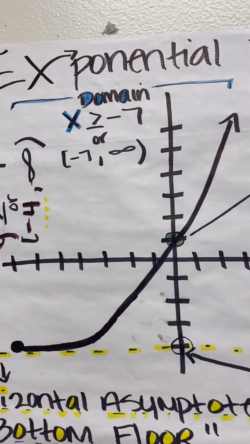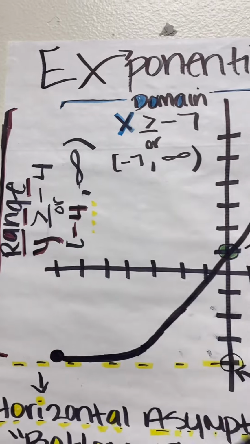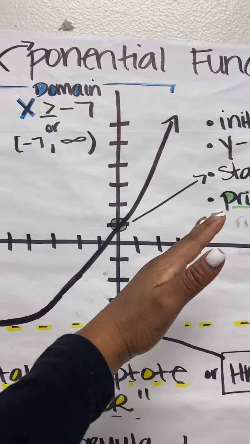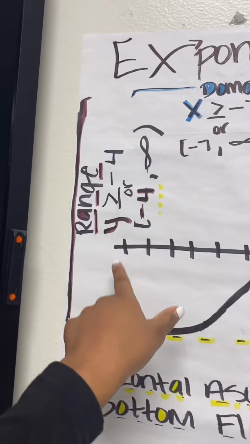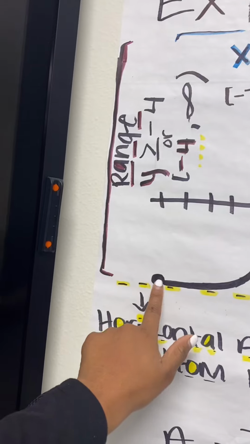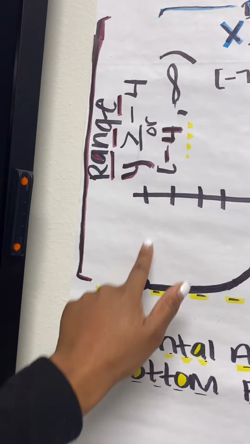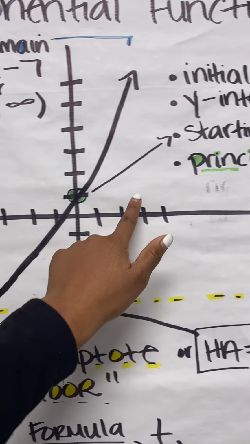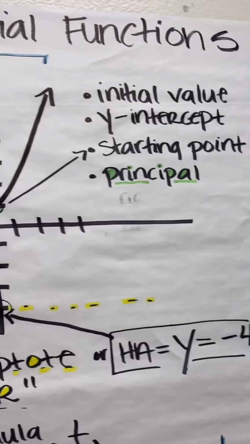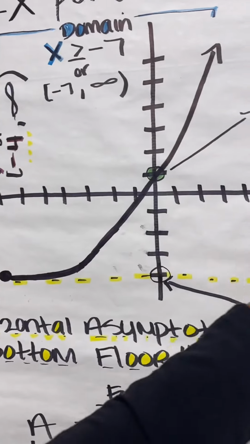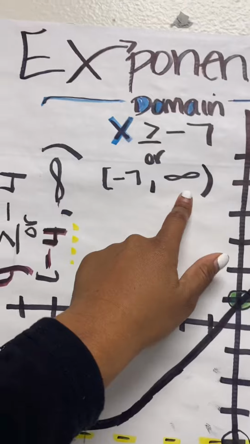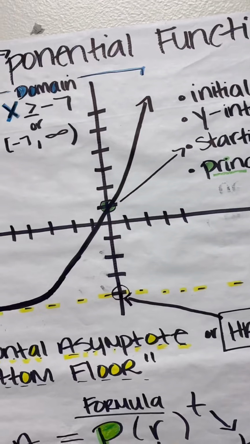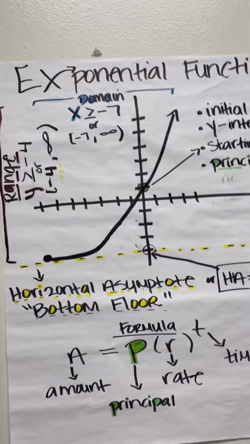Now your domain is the opposite. The domain is your x values, so your lowest x over here and your highest x over here. So your lowest x, this curve started right here at around -7, right? And this curve keeps going and going along all these x values here. So it's infinity. So it's anything that's greater than -7 along the x-axis. So those are some key features of exponential functions.